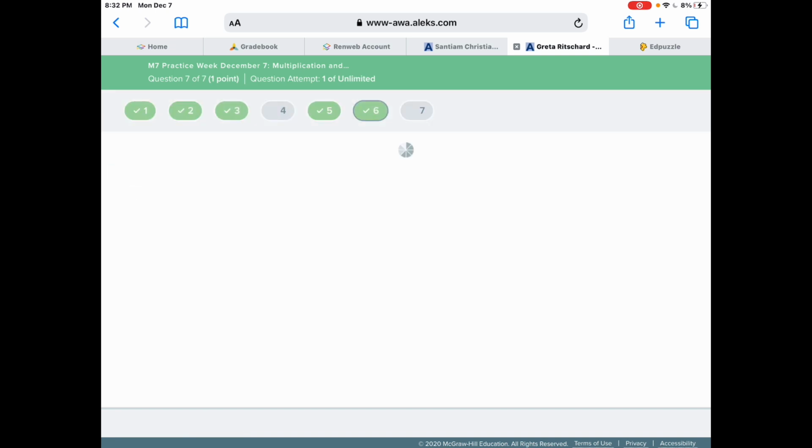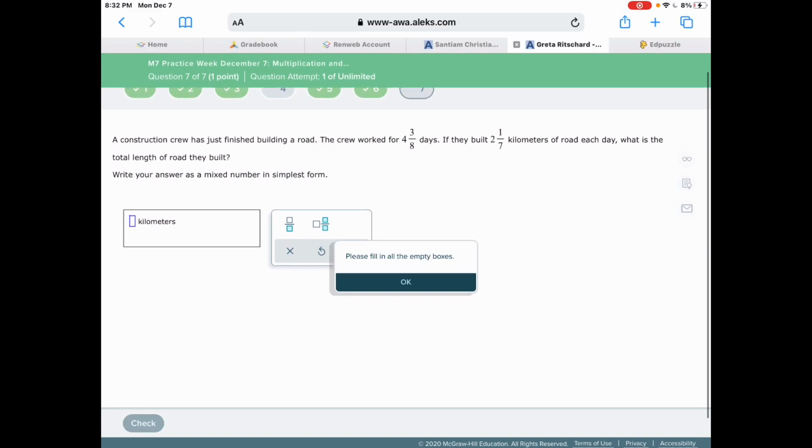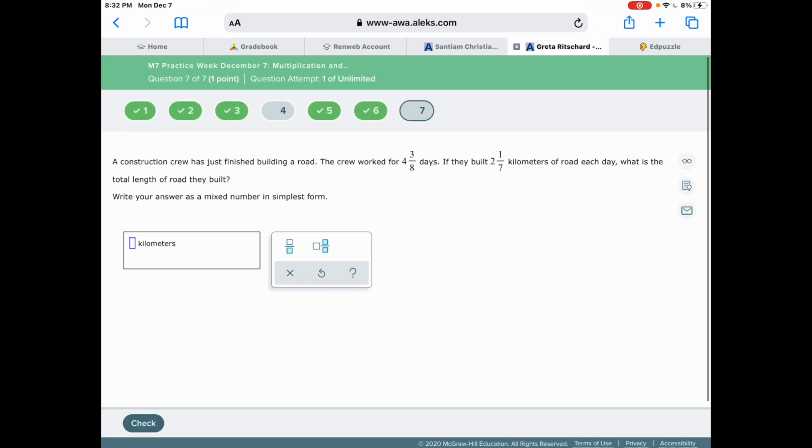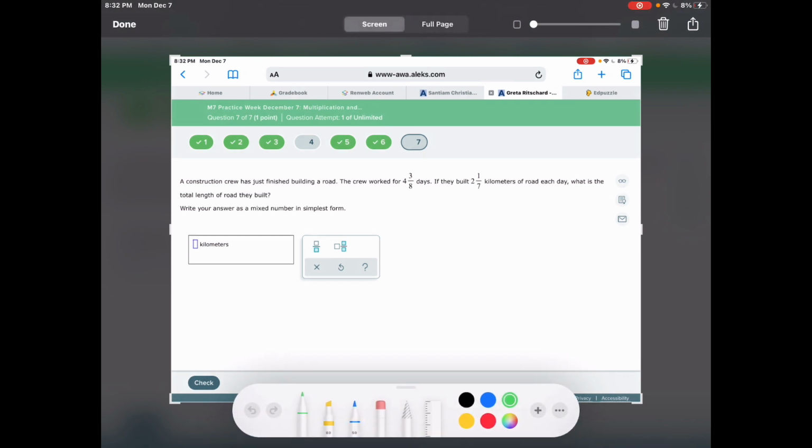Awesome. And then here's a word problem. This is kind of funny, and you can tell they just do it for the number practice because people don't really talk about these kinds of numbers. I don't know, but we'll do it. The construction crew has just finished building a road. The crew worked for 4 and 3/8 days. If they built 2 and 1/7 kilometers of road each day, then what is the total length that they built?